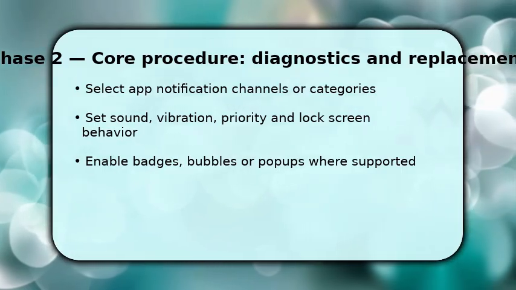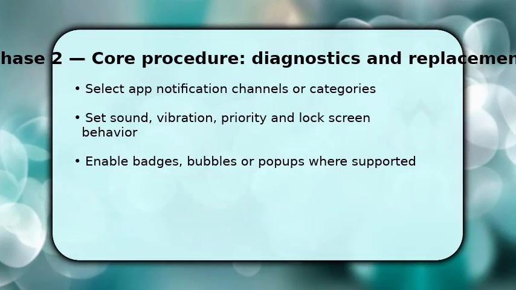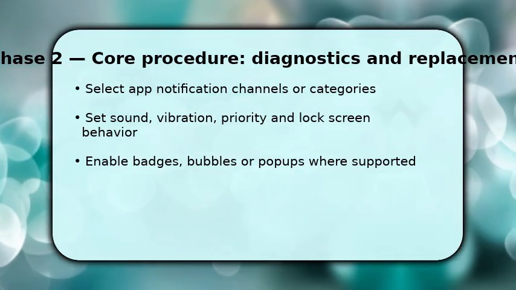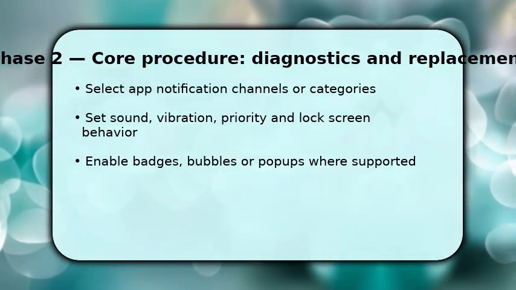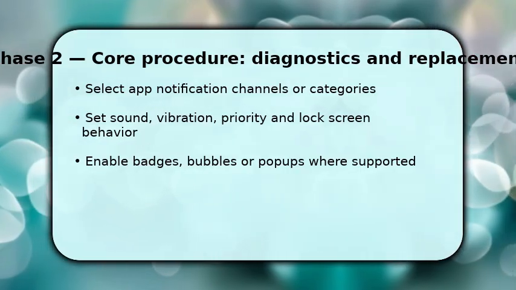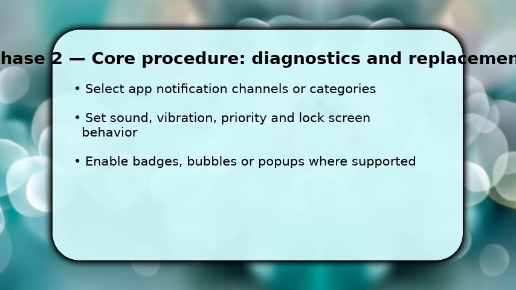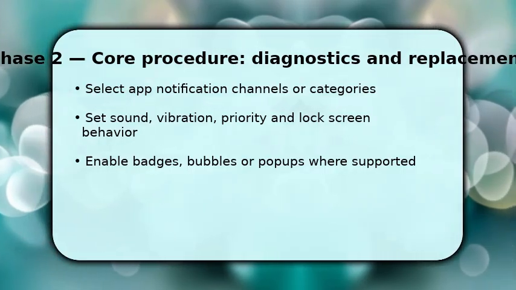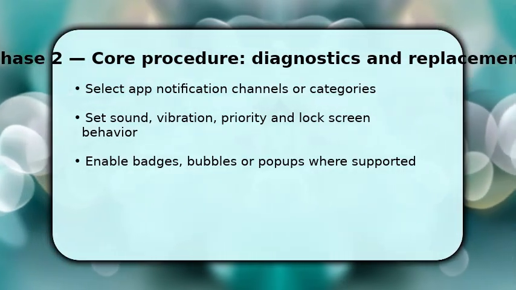High priority bypasses Do Not Disturb in many phones. Make sure lock screen visibility is allowed if you need glanceable info. Also enable badges, bubbles, or heads-up pop-ups where available, because visual cues complement audio. These middle steps tune how and when notifications reach you.